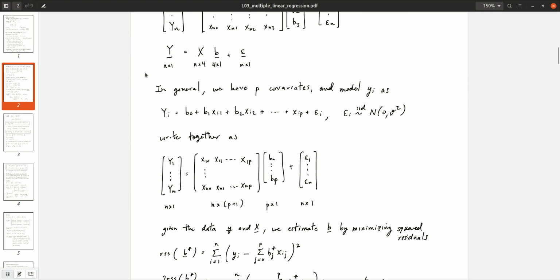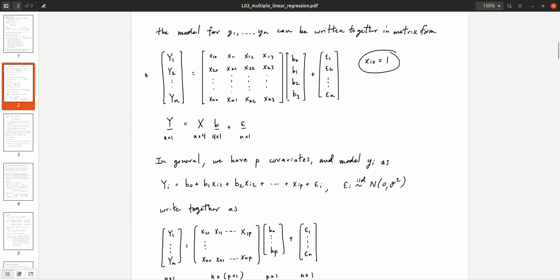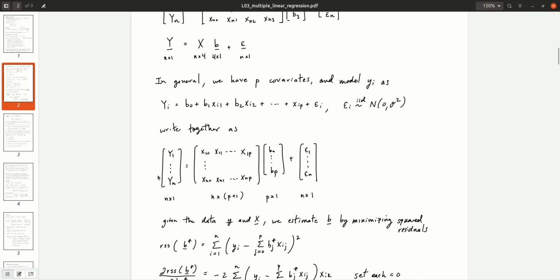Okay, so that is an example with 3 covariates. In general, we're going to have some number p covariates, and we'll model yi as this sum over b0 plus bj times each of the p covariates plus epsilon i. And we can write these all together, again, in matrix form, but here X is going to have p plus 1 columns, because there's p covariates plus the intercept column. And the vector b is going to have p plus 1 entries.